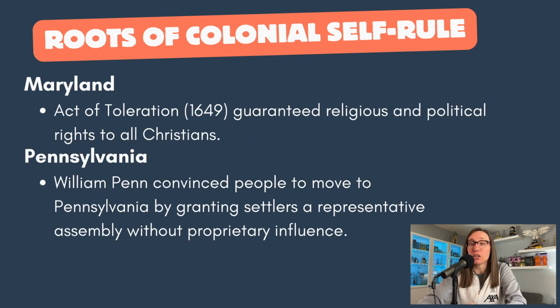In Maryland, due to the conflicts between the Catholics and Protestants, they passed something called the Act of Toleration, guaranteeing religious freedom for all Christians. So we have an example of this religious freedom idea. Similarly, in Pennsylvania, William Penn convinced a diverse group of people to come to his new colony by guaranteeing a representative assembly without him influencing changes. And they also had more religious freedom in that region as well.